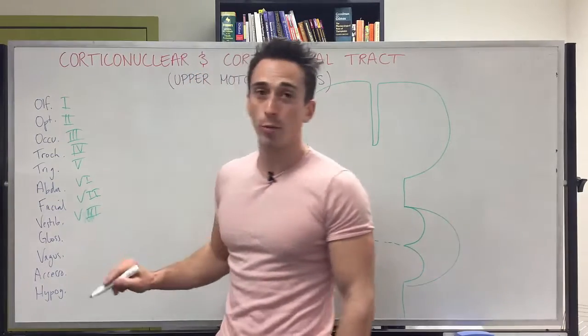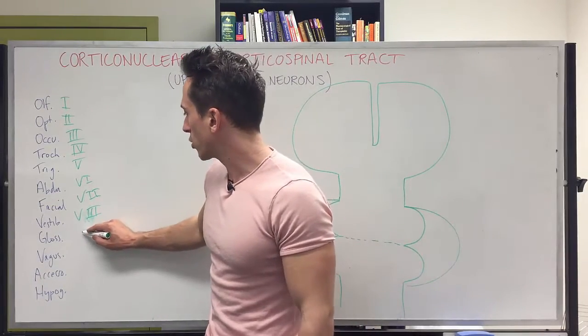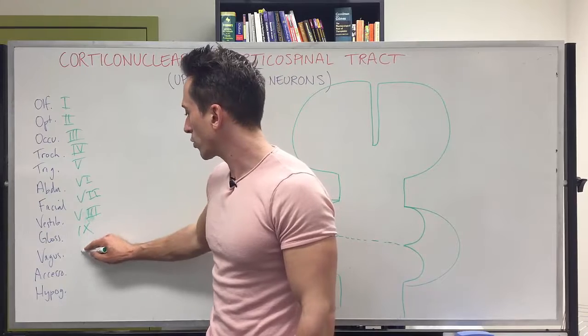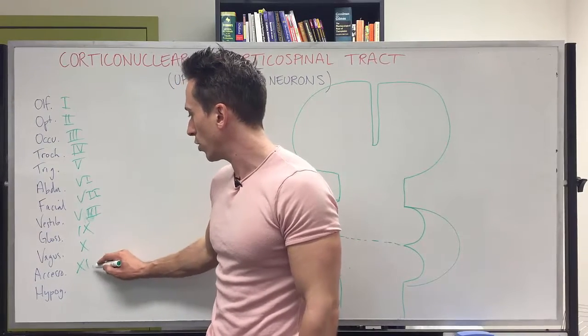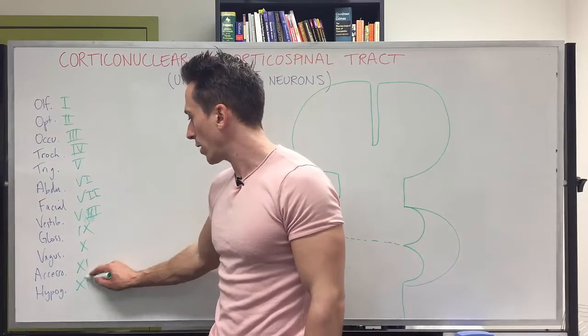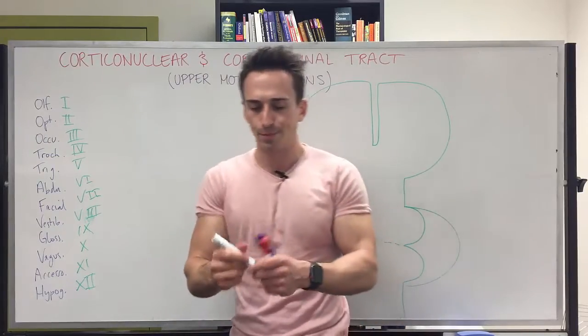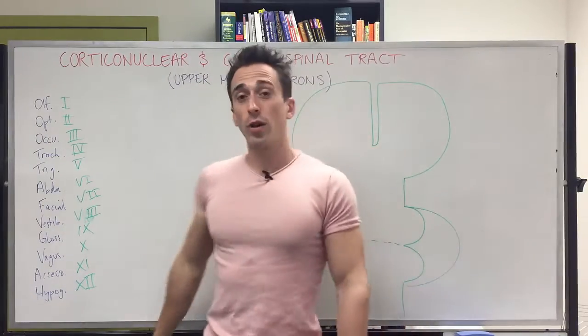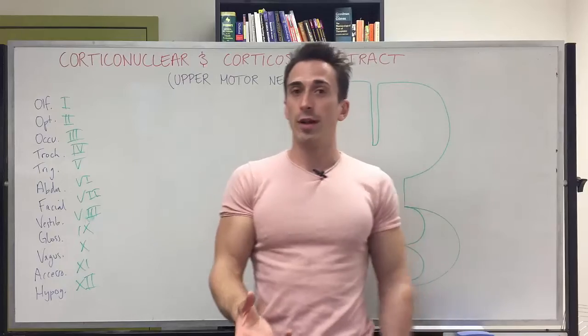I need to practice my Roman numerals. Glossopharyngeal is cranial nerve 9, vagus is cranial nerve 10, accessory is cranial nerve 11, and hypoglossal is cranial nerve 12. Okay. Not all of these cranial nerves are going to be involved in speech production.